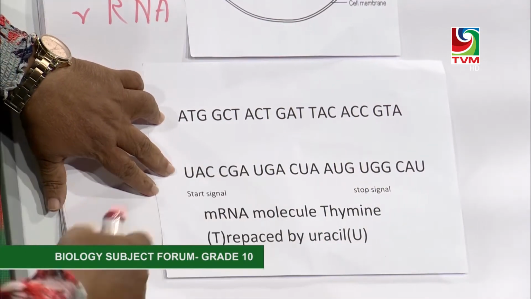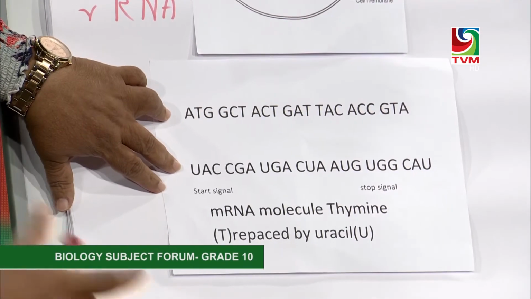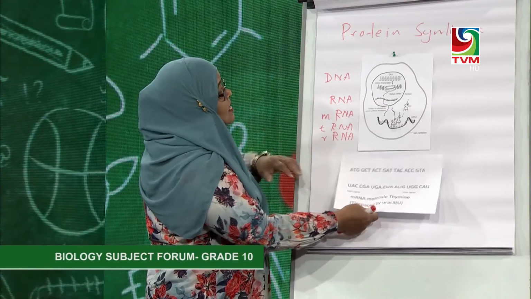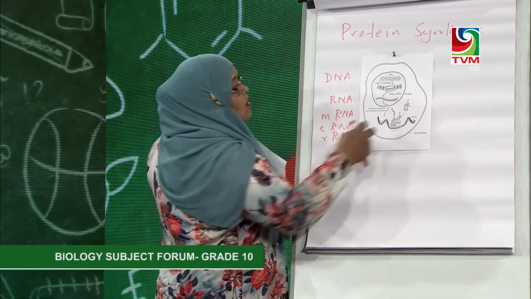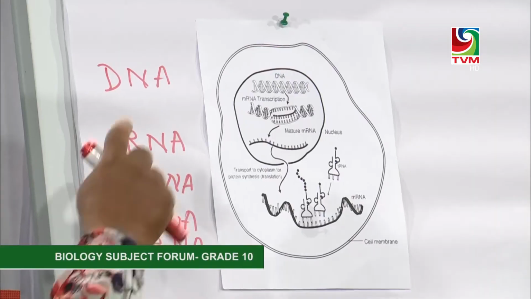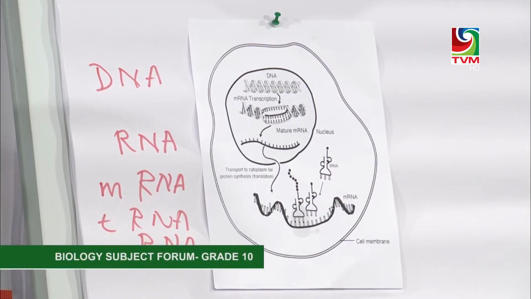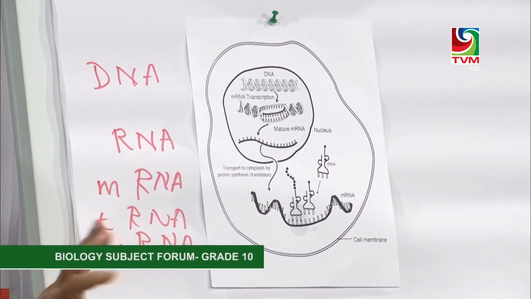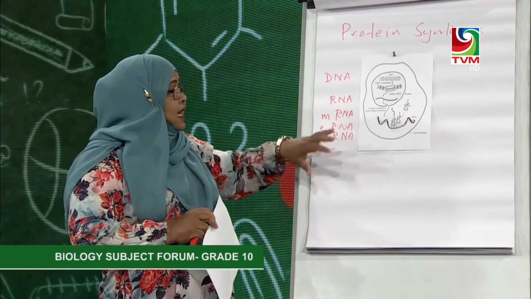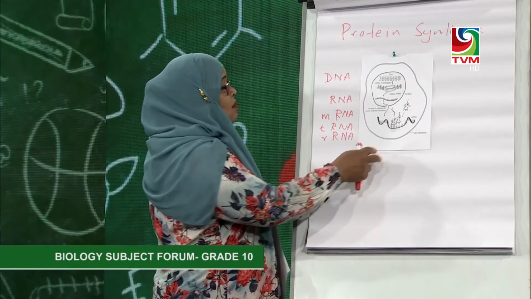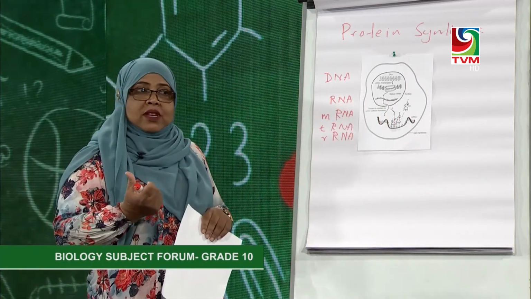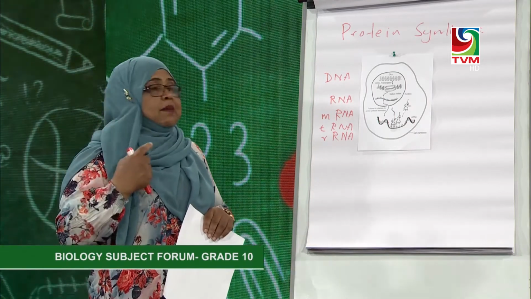Once they form, there is a start signal, and once the protein is manufactured, there is a stop signal. Now this is removed from the nucleus and moves out into the cytoplasm. Once it moves out, the messenger RNA moves into the ribosome. Ribosomes are the organelles found in the cytoplasm of the cell, and inside the ribosome, protein synthesis takes place. So where is protein synthesis taking place? Your question? It takes place in the ribosome.